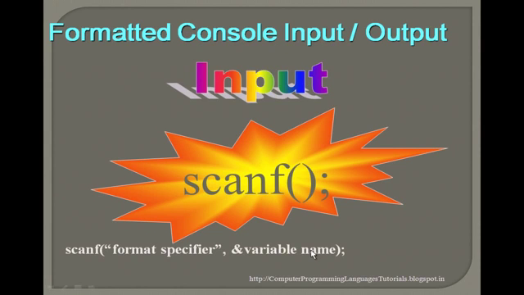The next function is input. If you want to scan some value from the user, then you have to write the input function, and that function is scanf. What is the format or the style? Scanf, bracket, double quote, format specifier, double quote complete, comma, and give the variable name. This ampersand works as an address of a memory location.